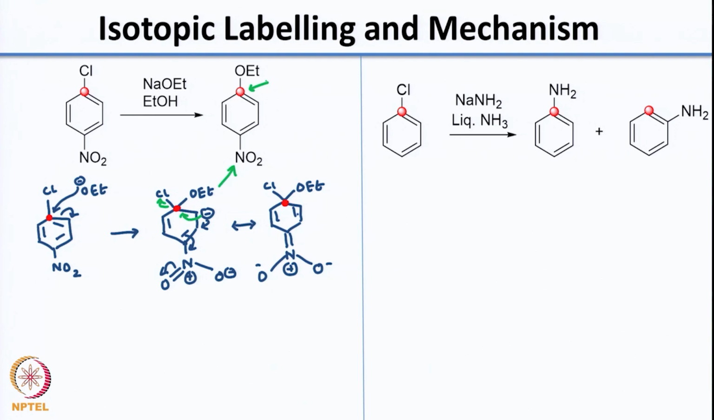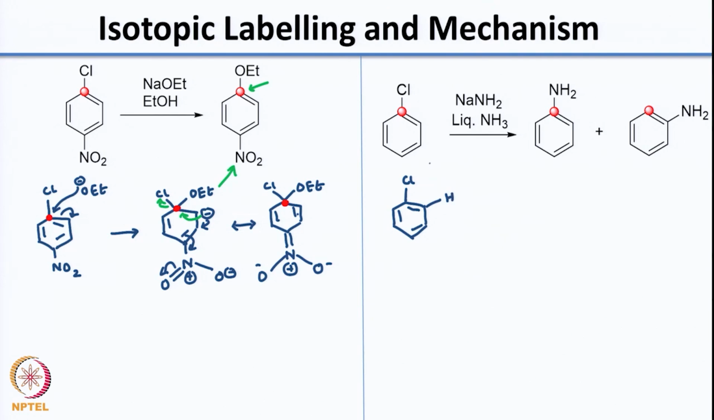In the second reaction the mechanism has changed. Since you do not have the nitro group to stabilize the negative charge which is generated in the intermediate, and you have a very strong base in the form of sodamide, you can think of a different mechanism where elimination takes place first, followed by addition of the nucleophile.